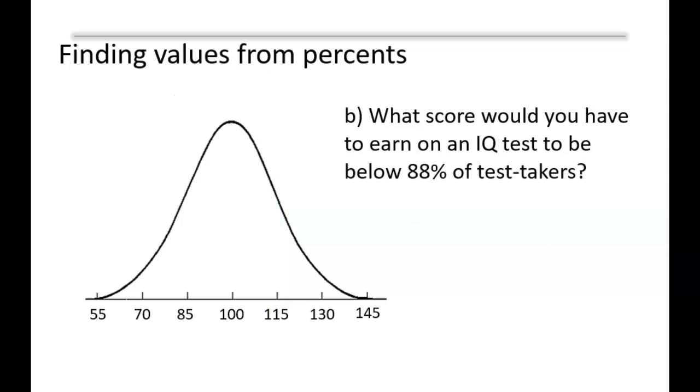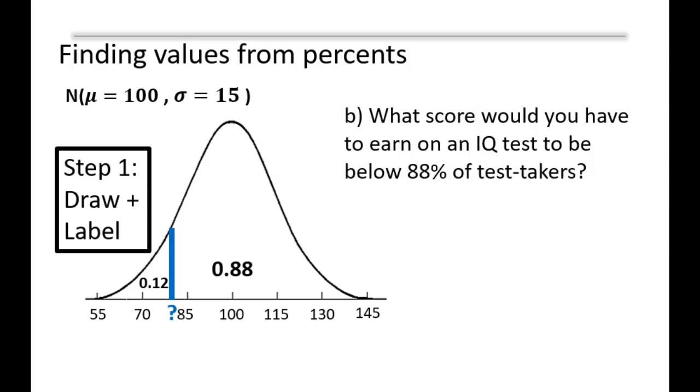But what happens if we wanted an IQ test score that was below 88%? Now that's not percentile because percentile is below, but if you think about the percentile, that would give you 0.12 or the 12th percentile. So there you can find, actually, we want to know where this location is. Well, it's an IQ score of somewhere between 70 and 85, probably closer to 85.